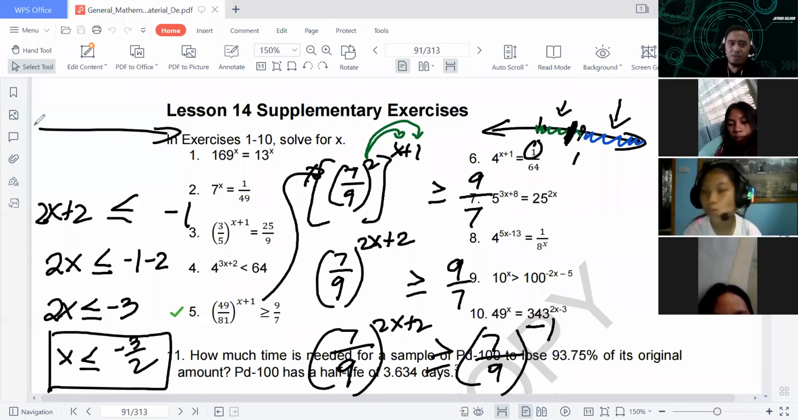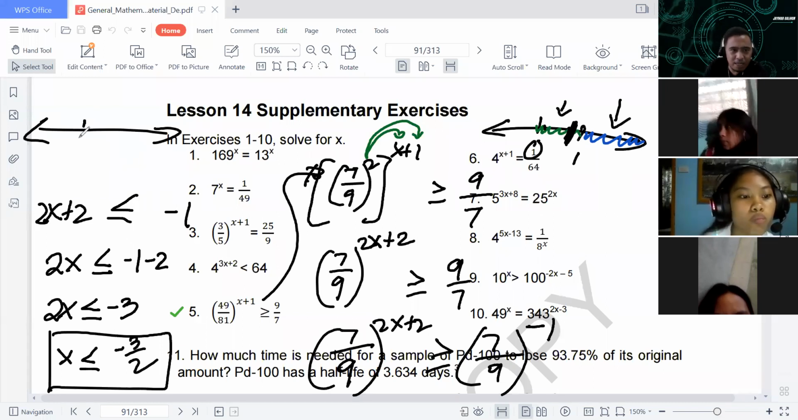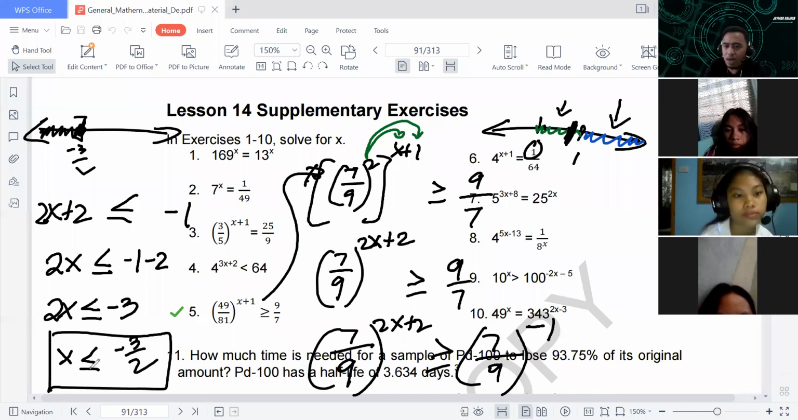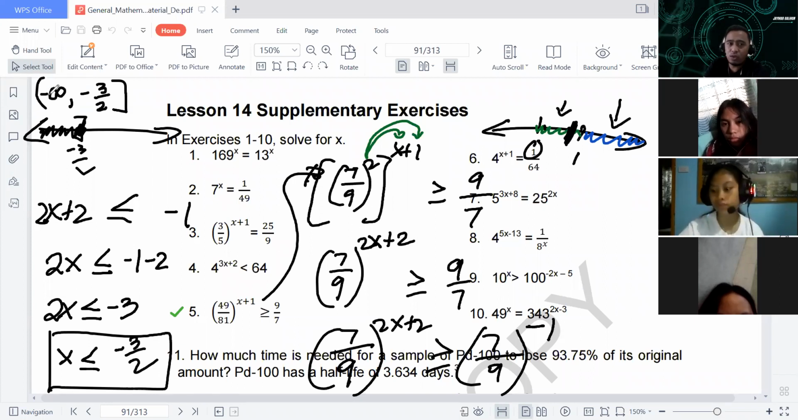If you graph that one, for example here is -3/2, since it is less than or equal, this portion. It is closed, so the equal is included. So your answer should be from -infinity to -3/2. This is closed here. This is open because it is infinity. So this is the half closed interval from -infinity to -3/2. And this is now your answer, or equivalent to this. Okay? Any questions?